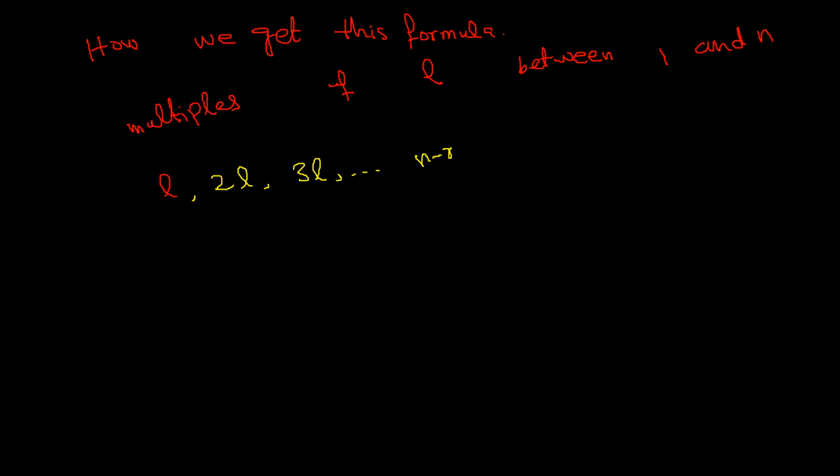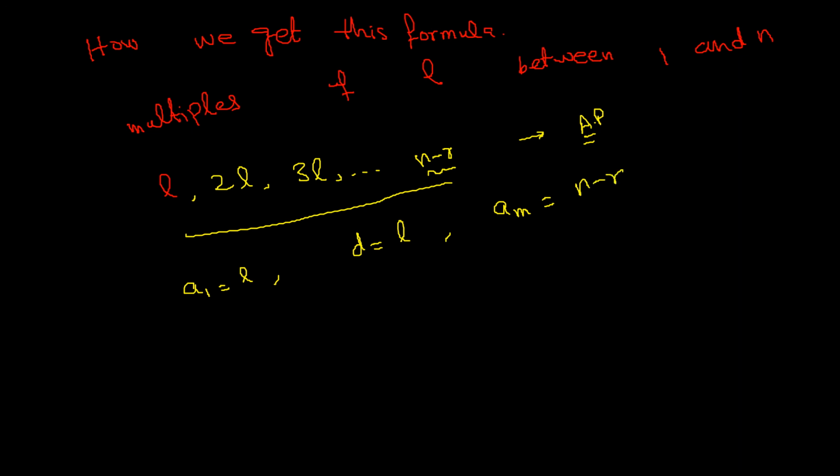That will be the biggest number that is a multiple of L. And how many numbers are there? You can see that this is an AP, with A1 equal to L and D equal to L, and let's say the M-th term is n minus r. Then what is M that we need to find? By the formula we know that A1 plus (M minus 1) times D is AM, which equals n minus r.